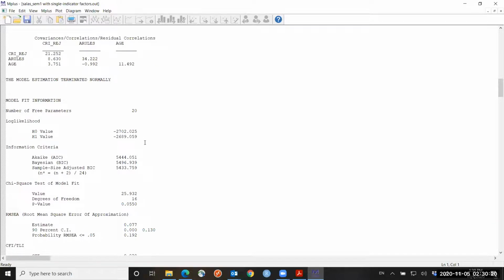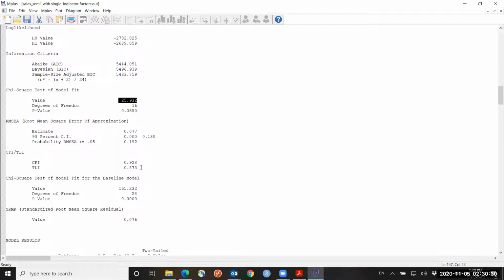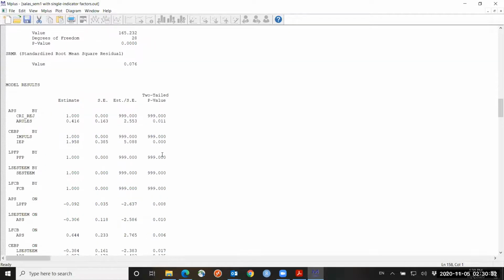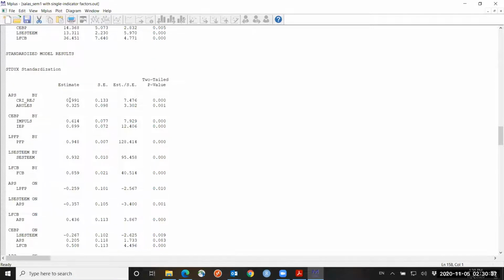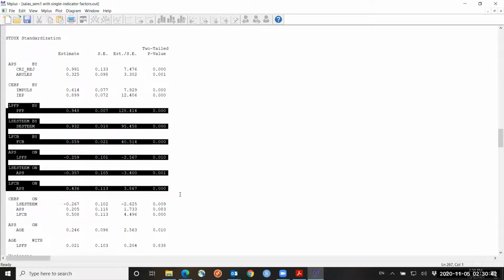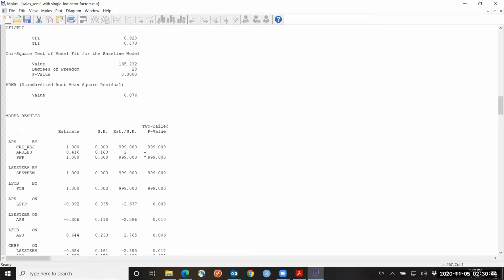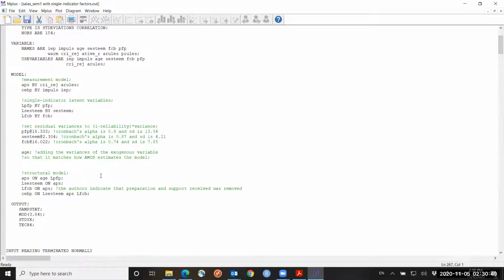And note that I got exactly the same degrees of freedom as before, 16, exactly the same chi-square and the same fit indices. But what I would expect is some of these coefficients to be different, right? So let's look at the one that is the least reliable. The least reliable is FCB here because the reliability is 0.74, right?